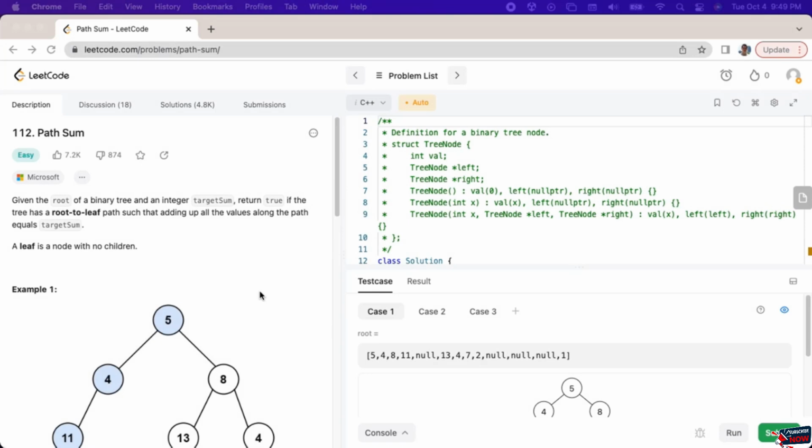In this video, we will look at the path sum problem and plan out an algorithm to solve it. The question says, given the root of a binary tree and an integer target sum, return true if the tree has a root to leaf path such that adding up all the values along the path equals target sum. We can solve this question by using a depth first algorithm that executes recursively.